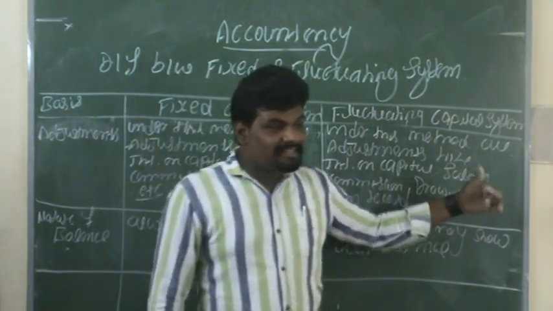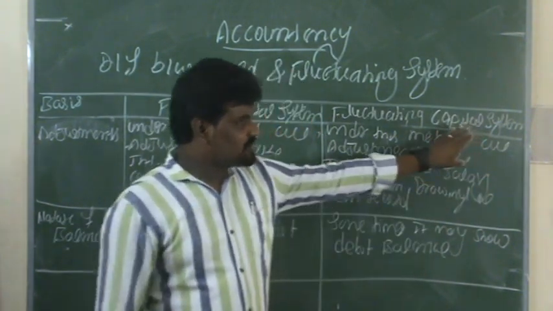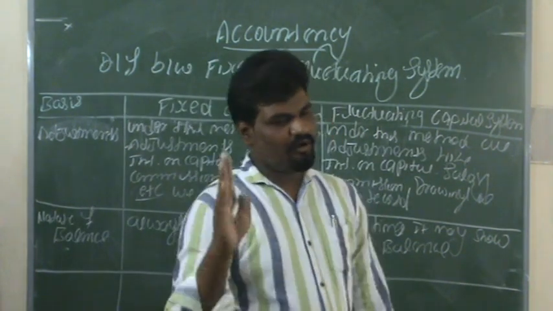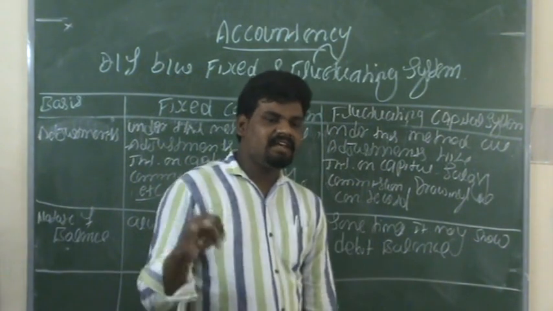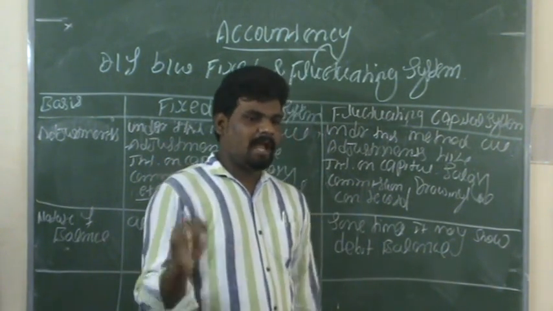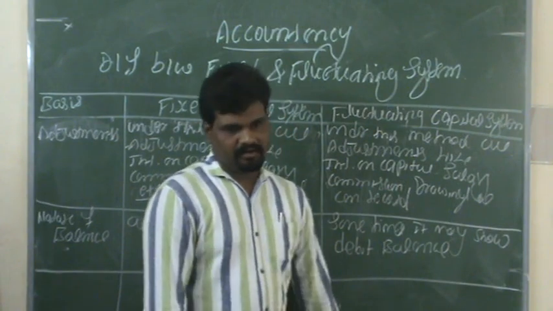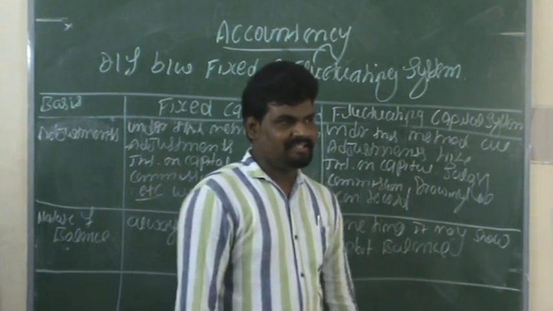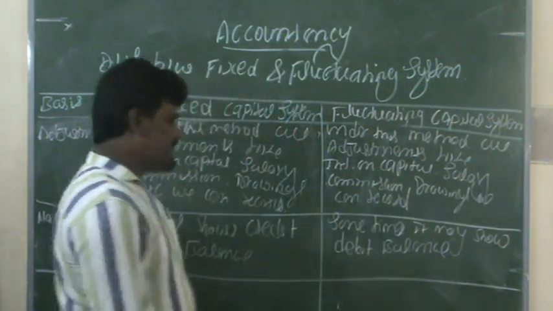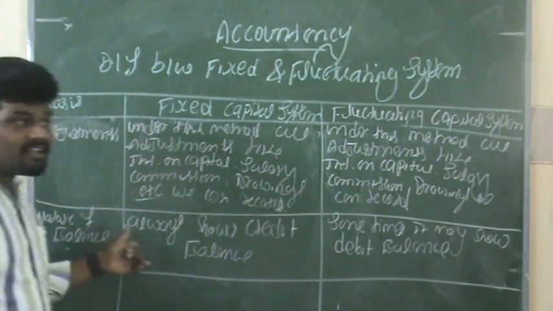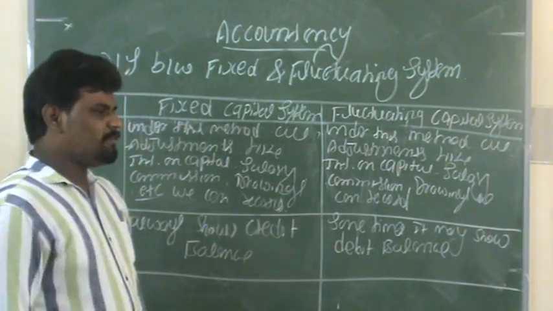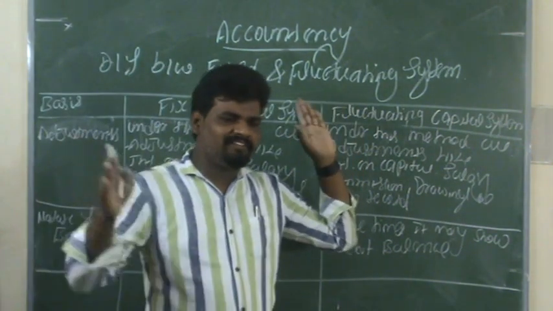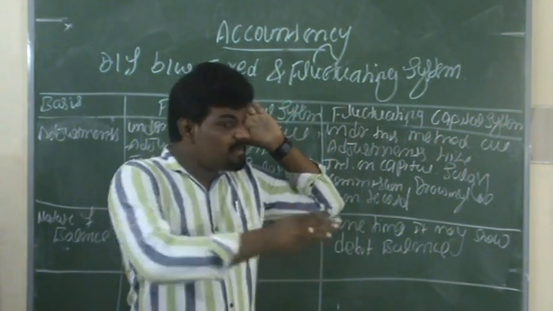And the same thing on the opposite side, under the fluctuating capital system, all the adjustments like drawings, interest on drawings, salary, commission, interest on capital, all the adjustments we can record under the fluctuating capital system. This is the second difference. The third difference is related to nature of balance. Under the fluctuating capital system, as already discussed, the amount will change from year to year.